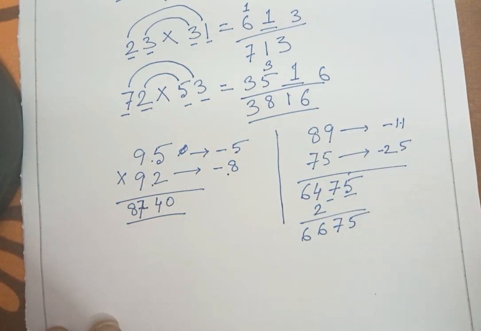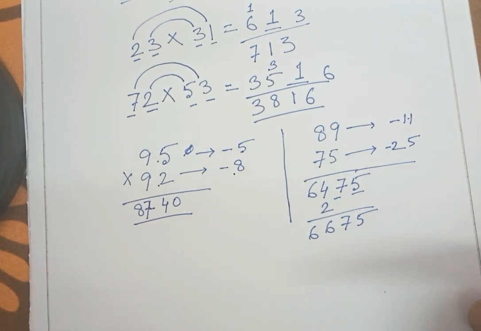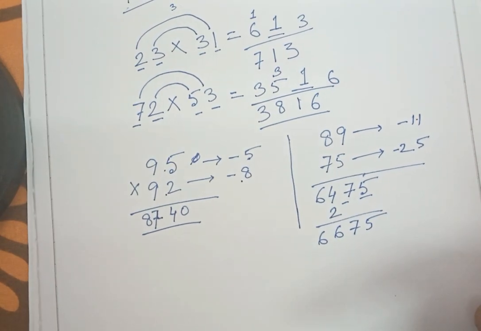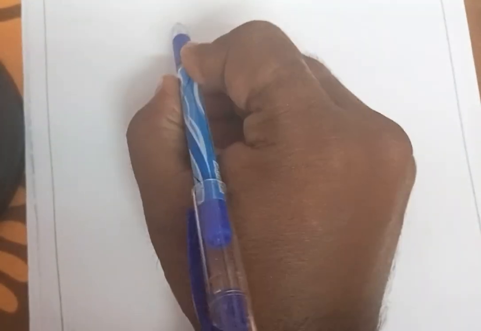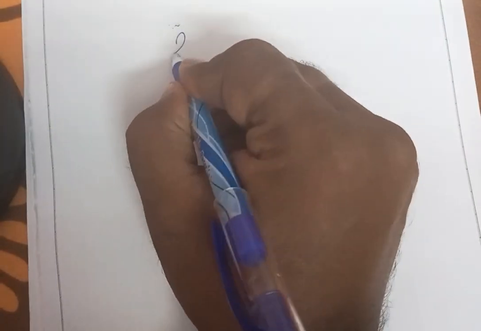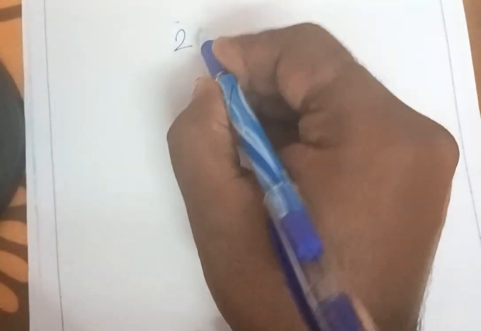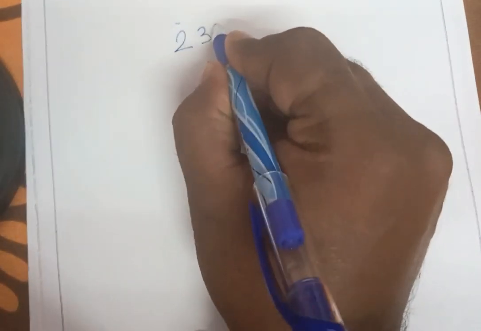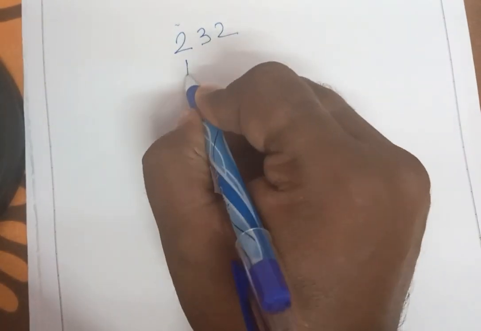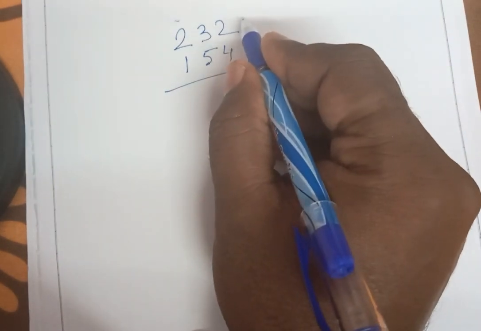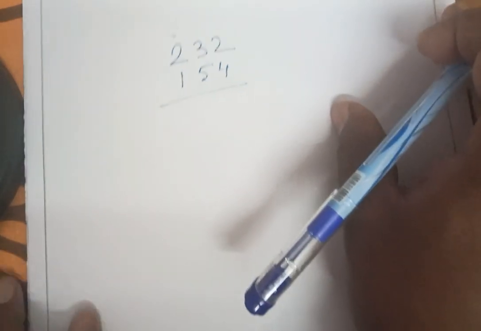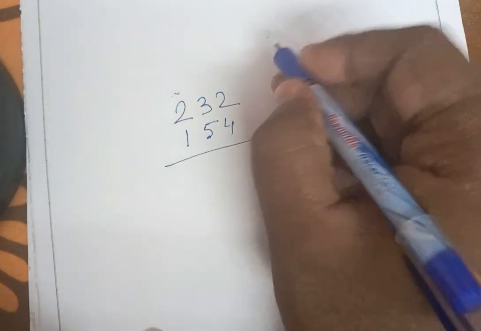Okay, some more problems we'll solve where 3 digits are there. How can we do it? Now look, if we multiply 232 by 154, how can we do it? Now here you have to take this method.